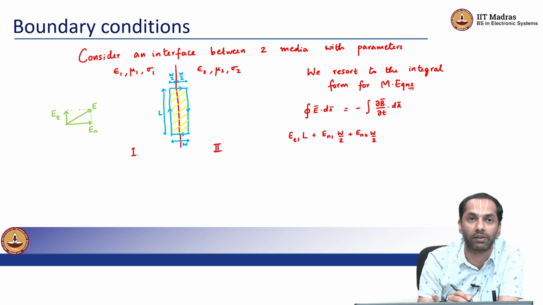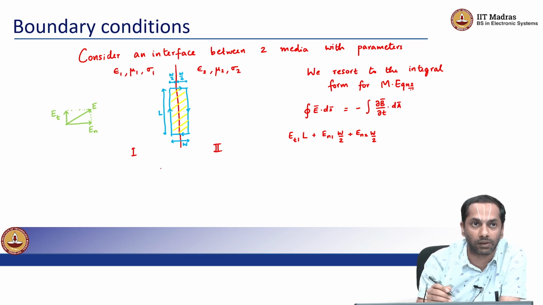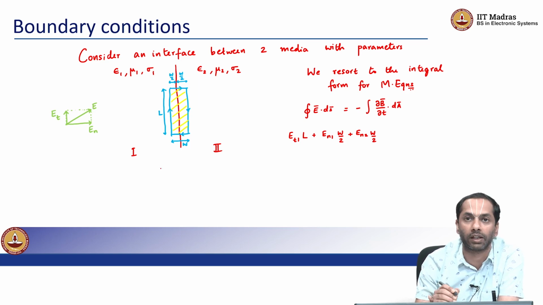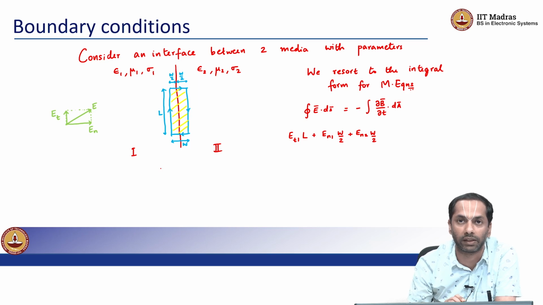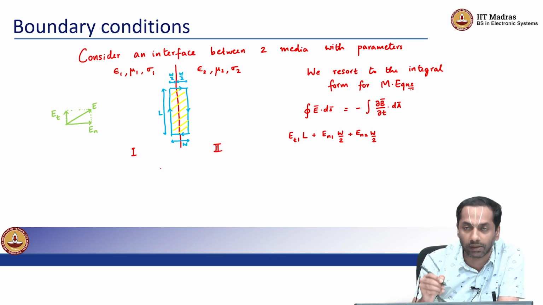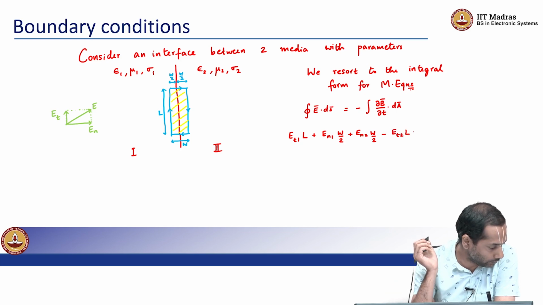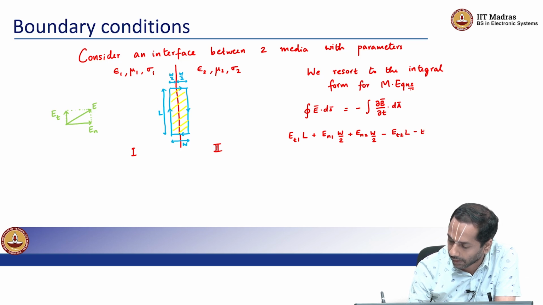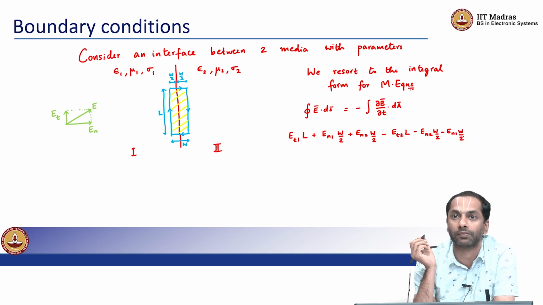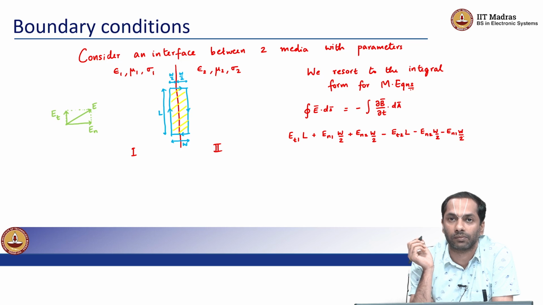Now if you assume the electric field vector orientation, we always say upwards is positive electric field. If that is the convention, the trip down in region 2 is in the opposite direction. So we will have minus Et2 L minus En2 W by 2 minus En1 W by 2. So this is the line integral around the contour.